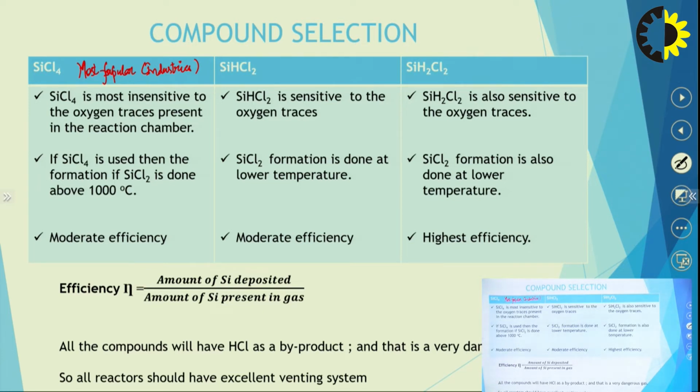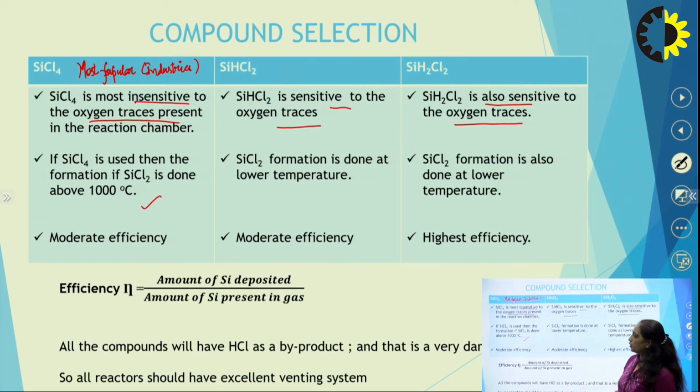The silicon tetrachloride is most popular for the industries, because this silicon tetrachloride is insensitive to the oxygen traces which are present in the reaction chamber. If you compare all three, this SiHCl3 is sensitive to the oxygen traces. We may get the oxide of this compound, and this compound is also sensitive to the oxygen traces which are present in the reaction chamber.